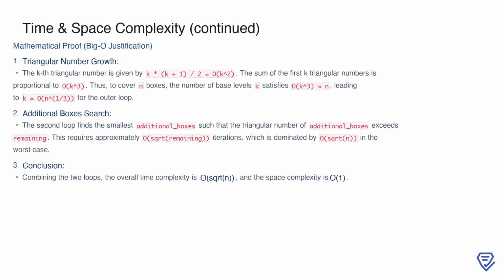However, the outer loop runs proportional to the square root of the total boxes, or O(sqrt(n)). For the second loop, which searches for the additional boxes, the number of iterations is approximately O(sqrt(remaining)). In the worst case, where remaining is as large as n, this also contributes O(sqrt(n)). Combining these results, the overall time complexity of the algorithm is O(sqrt(n)). Since no extra space is used beyond a few integer variables, the space complexity remains O(1).